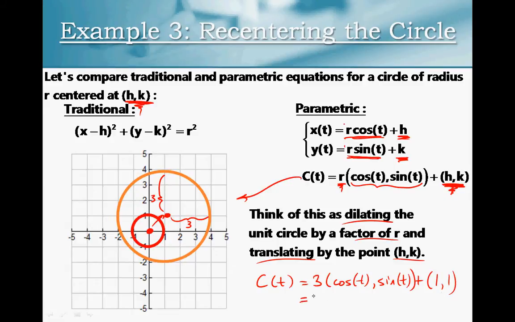You can also write it as a single ordered pair rather than two ordered pairs added together. You'd say 3 cosine t plus 1, comma 3 sine of t plus 1. And that would be another way that you can write that equation. So, kind of a neat way to describe circles parametrically.